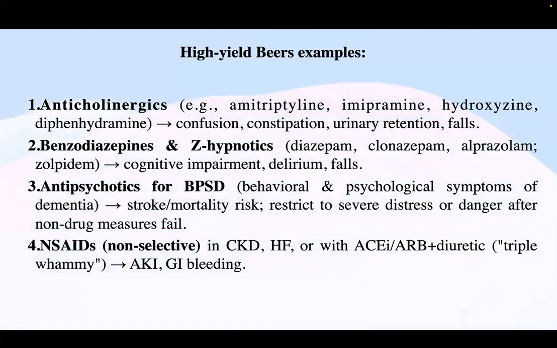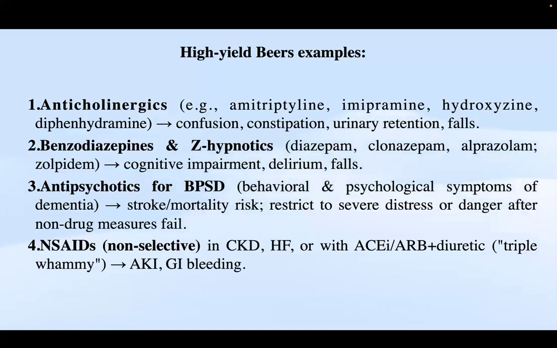If you don't know, this is very important. If an NSAID is going with any kind of ACE inhibitor or ARB plus a diuretic, there is a triple combination. Three drugs are there: non-selective NSAIDs, ACE inhibitor or ARB, and diuretics. This is called the triple whammy, which leads to major injury, AKI, and GI bleeding risk.